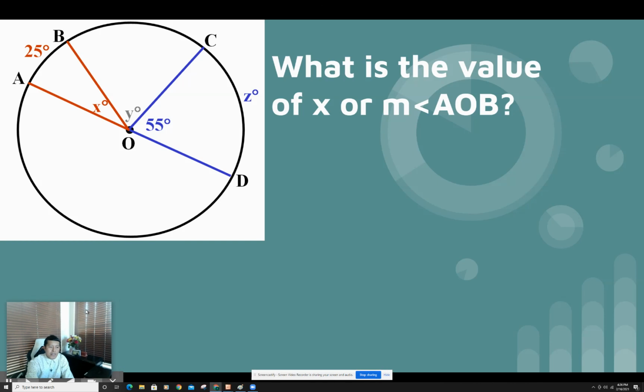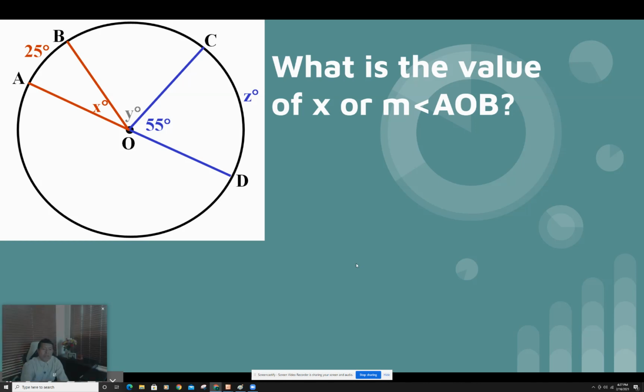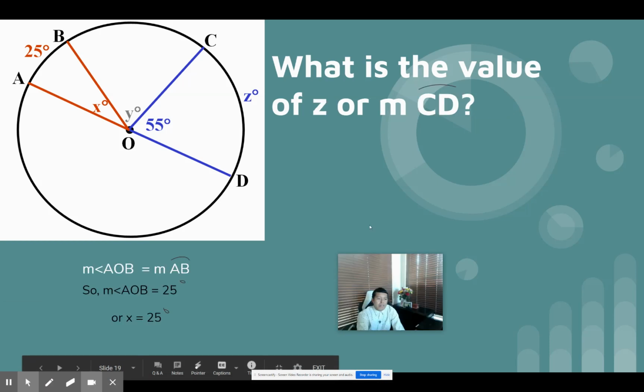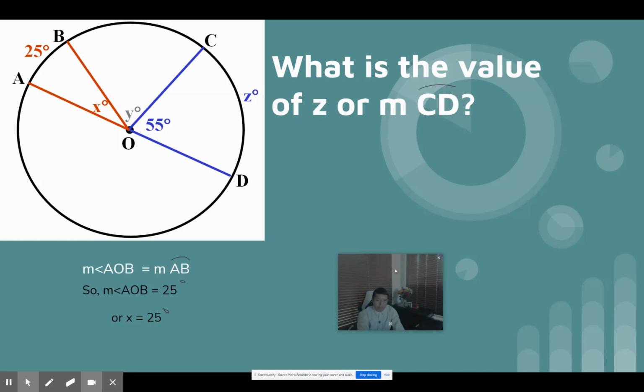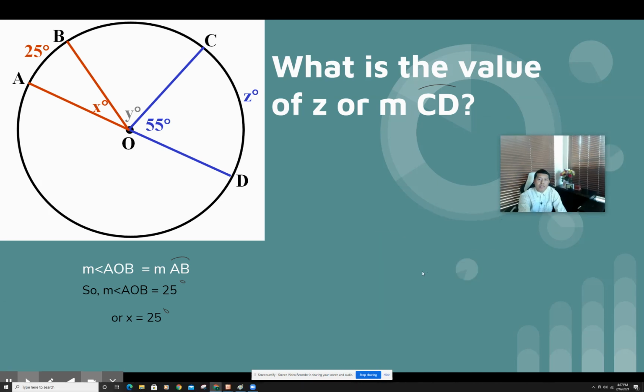All right, now let's take more examples here. Now, what if we have this? What's the value of x, the one in red, or the measure of the angle AOB? Based from what we learned about central angles. So with that, that should be 25 degrees. Because it should be equal, right? Central angle and its intercepted arc.